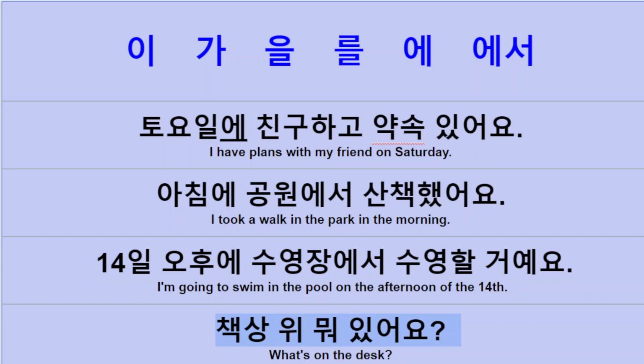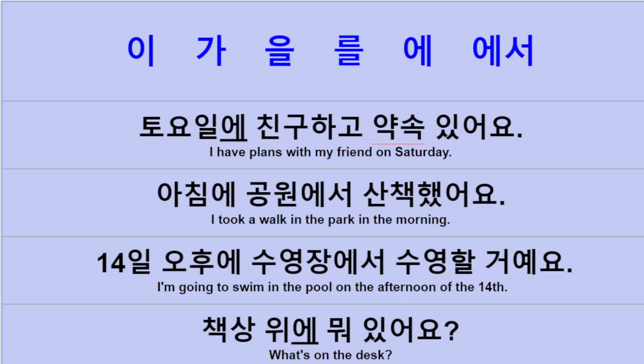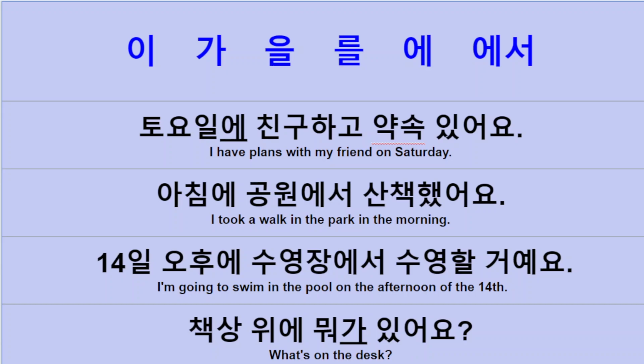책상 위 뭐 있어요? And the 있어요 verb is here. So 책상 위에. After the location I need to put the place particle 에, and 뭐가. What is the subject here? So 뭐가 있어요?